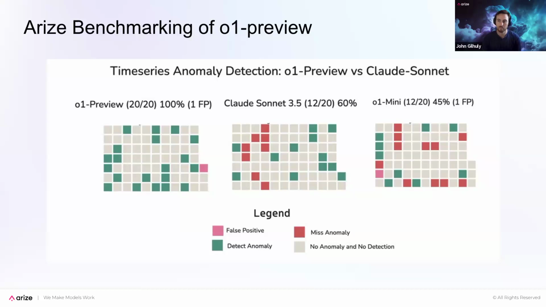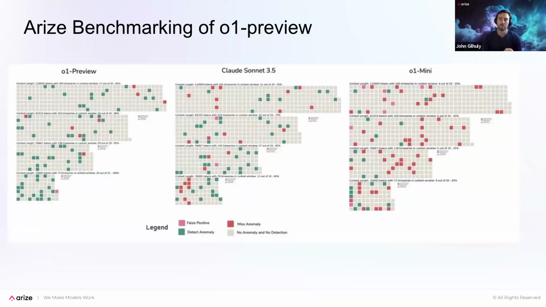o1-mini doesn't do as well. That's an interesting note as well, but we did see a huge performance boost here from o1-preview, which is pretty cool. There's more detailed results that we have of going through different context lengths and things like that. But you can even see on the longer context length one at the top here, o1-preview still finds almost all of the anomalies. It misses 3 in this case. So even at the higher context windows, it still performs very well. o1-mini did not perform very well, which is interesting. It was not up to the same level of performance.